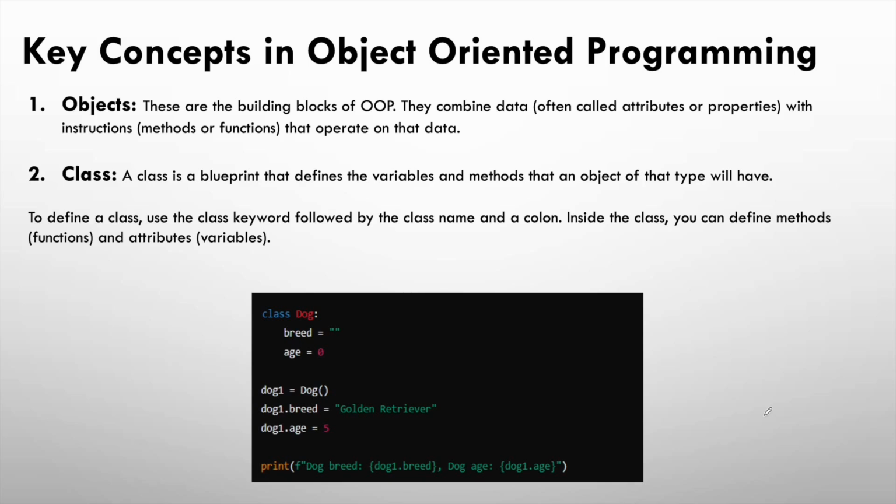Let's look at this example here. The code defines a dog class with attributes breed and age, then creates an object dog1 from this class. Then it sets its attributes to golden retriever and age 5, as you can see here. Then we print out the details of the dog using a formatted string literal.